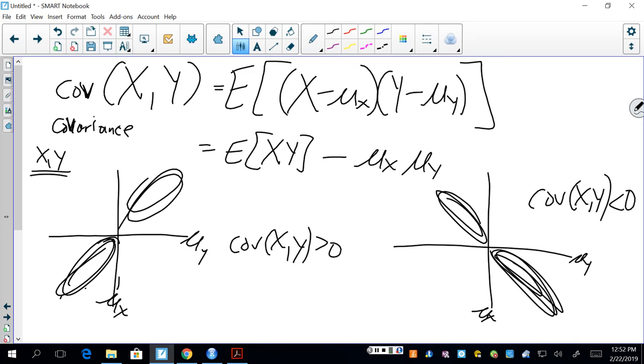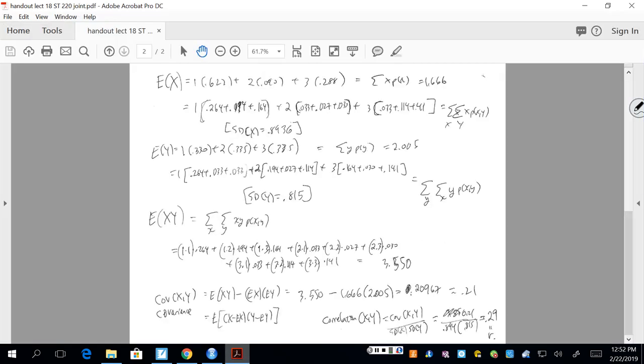For this case, the covariance between, I'll just leave it like that. You have it in the handout. The expectation of x times y was 3.55. The two means were 1.66 and 2.005. And so that number comes out to be about 0.21 as a covariance. Right now, just think about that as a number.